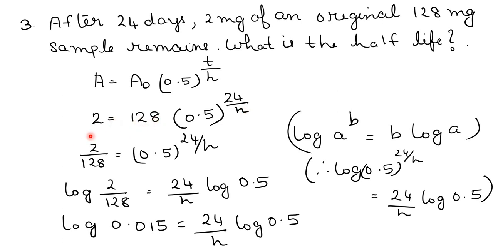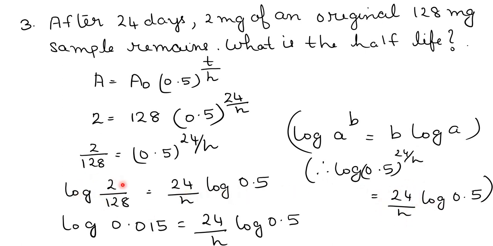So you first remove this number here, so this will become 2 by 128. It is simpler for us to solve, that's all. So 2 by 128 is equal to 0.5 power 24 by H. Whenever we have an exponential form, when we want to solve it, we have to take log on both sides. So log 2 by 128 will be log of 0.5 power 24 by H, which can be written as 24 by H log 0.5, because there is a formula, log A power B is equal to B log A. So this exponent will come before the log.